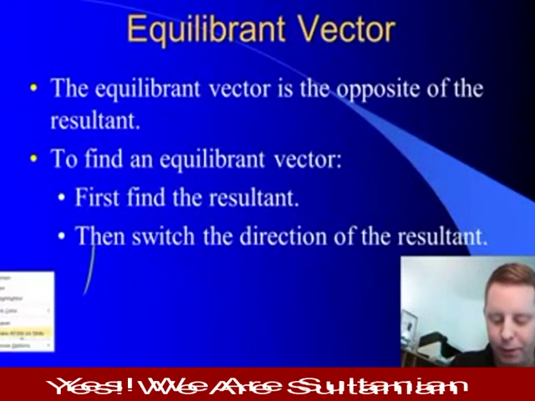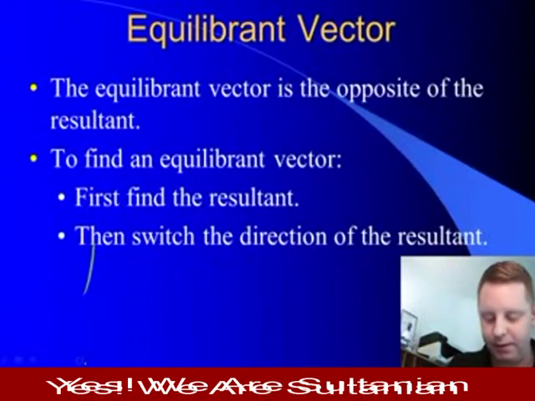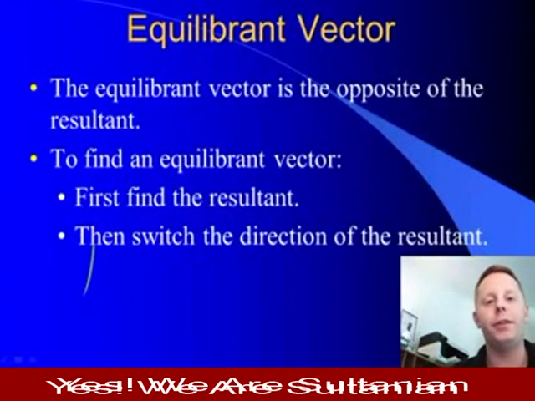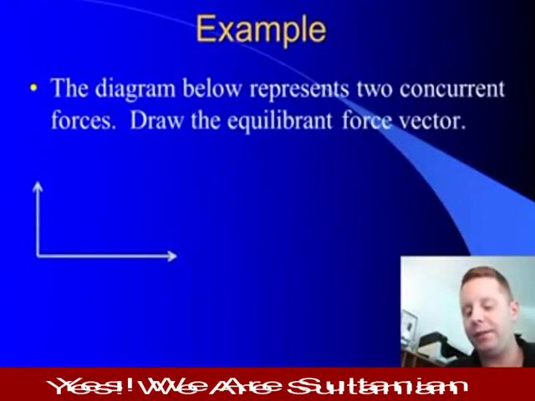Now, we've talked about the resultant vector being the sum of two or more vectors. Let's talk about the equilibrant vector. The equilibrant vector is the opposite of the resultant. To find an equilibrant vector, all we do is we find the resultant first, and then we switch its direction. So if you had a problem like this where it says the diagram below represents two concurrent forces. Concurrent just means they're happening at the same place at the same time. Draw the equilibrant force vector.